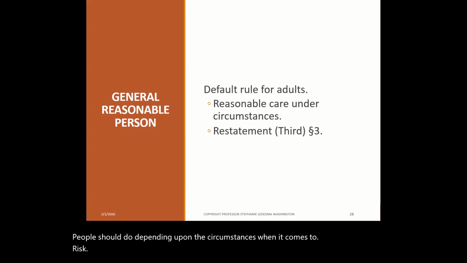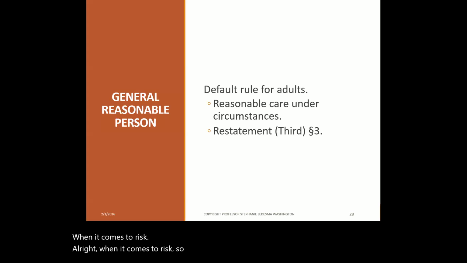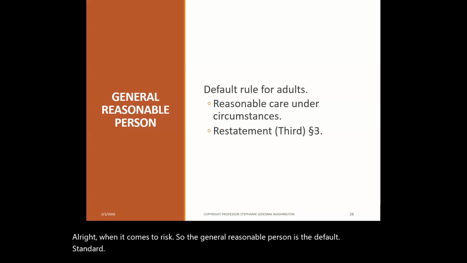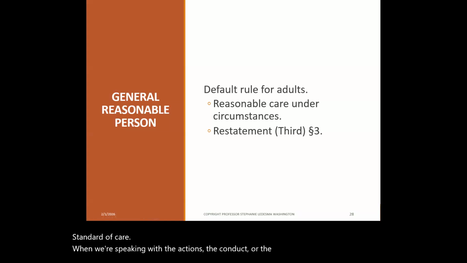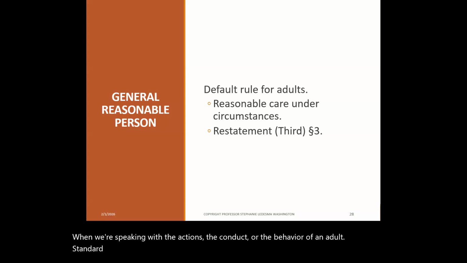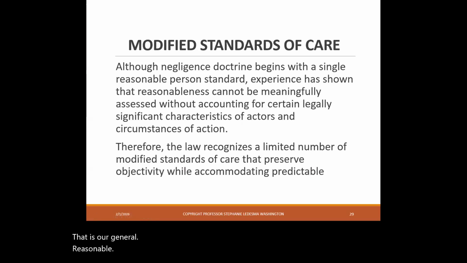When it comes to risk, the general reasonable person is the default standard. That's the measure. That's the default standard of care when we're speaking of the actions, the conduct, or the behavior of an adult. Standard of care 1 is our general reasonable person standard. That's one of the 9 that we're going to discuss. The other 8 are considered modified standards of care.